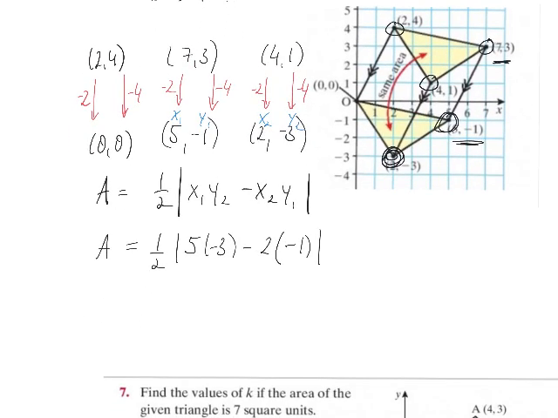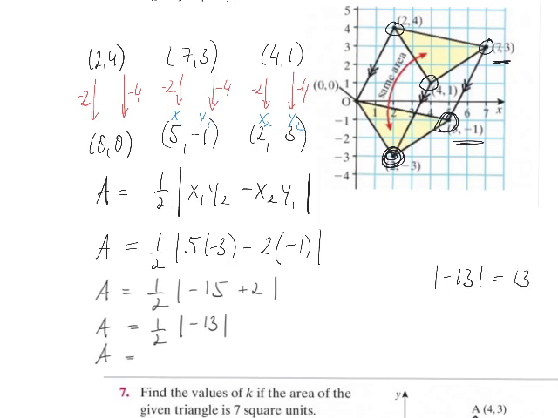Okay. So A equals then 1/2 modulus of minus 15 plus 2, which leaves us with 1/2 the modulus of minus 13. And remember, whenever we have the modulus of a negative number, we just turn it positive. So the modulus of minus 13 is just 13. So we have 1/2 of 13, which is 6.5 units squared.